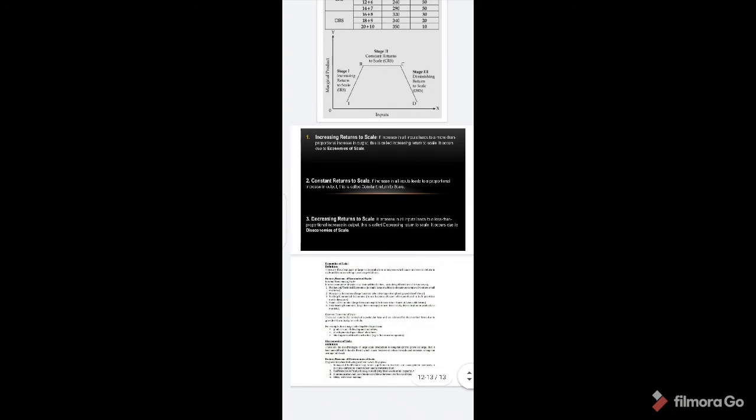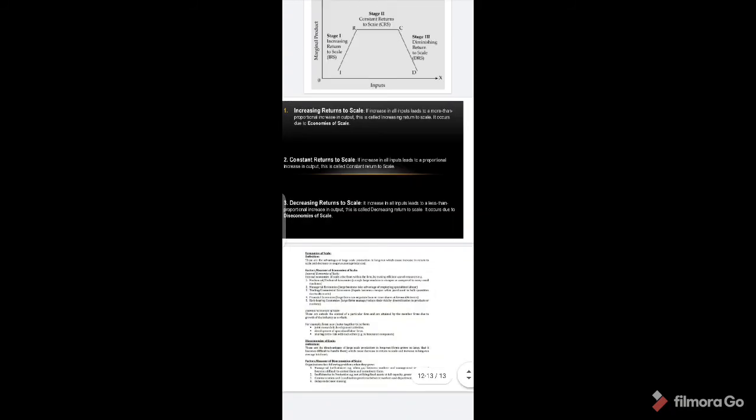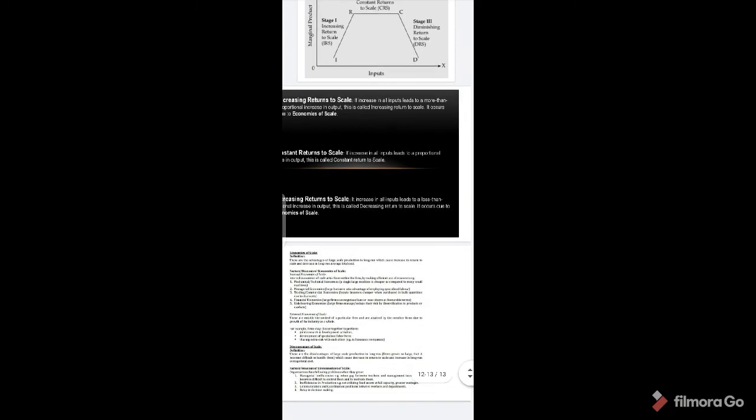Now moving forward to economies of scale and diseconomies of scale. What is economies of scale? Definition we have got, these are the advantages of large scale production in long run which cause increase in return to scale and decrease in long run average total cost.